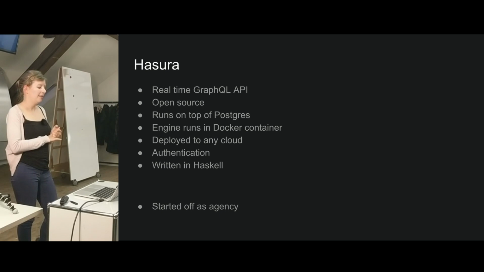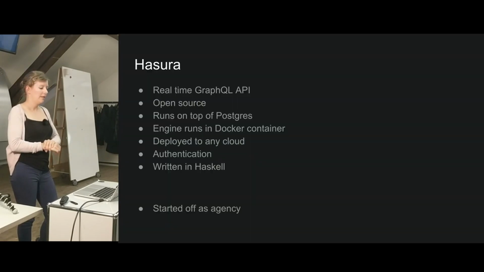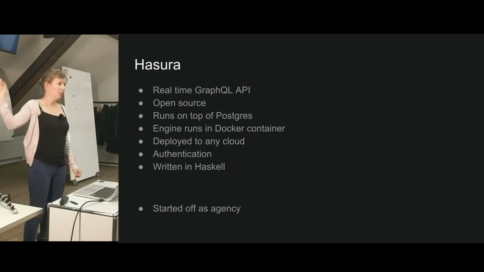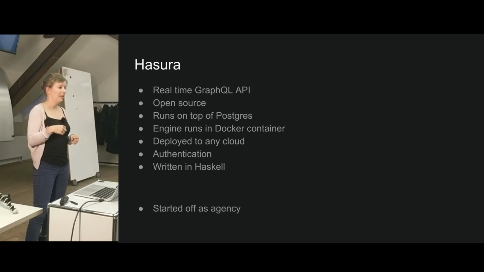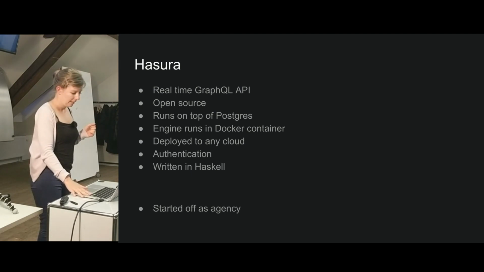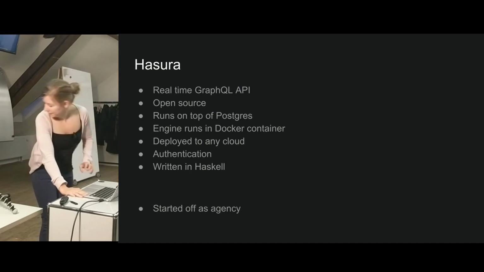It runs in a Docker container, and you can run it in authentication. It has JWT tokens, AWS lambdas, or simple access keys as well. And the engine is written in Haskell, which makes it really fast. So this engine is the fastest GraphQL engine on the internet at the moment.